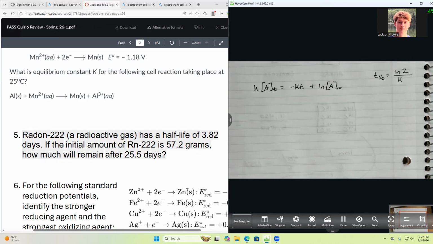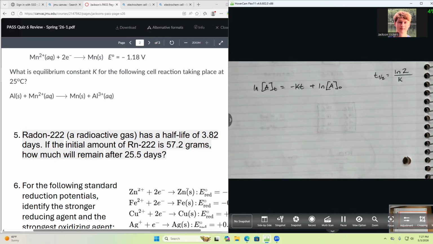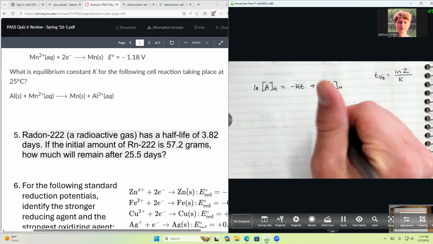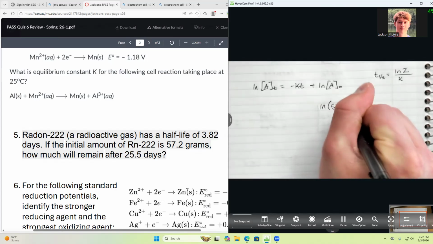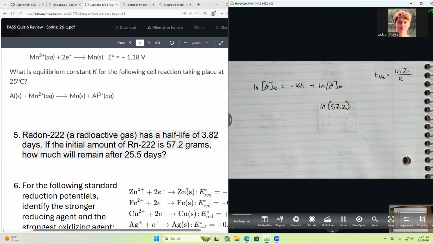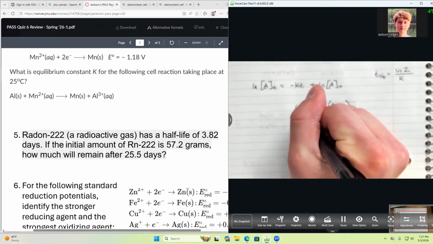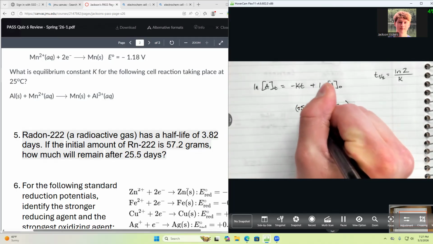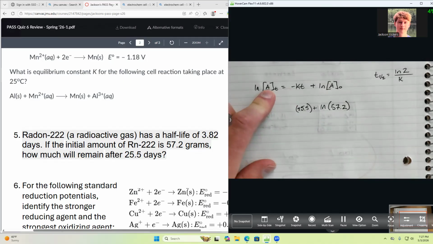Okay, so I'll kind of work through this one. If I saw this, I would probably go straight to integrated rate law, or at least I would try to do that. And I would see that we're given a starting concentration at 57.2. So I'm going to plug that in here. We're given a time. So they're asking after a certain amount of time. So I'll use that as well. 25.5 days. But then I don't have a K, and I also am looking for a final concentration.